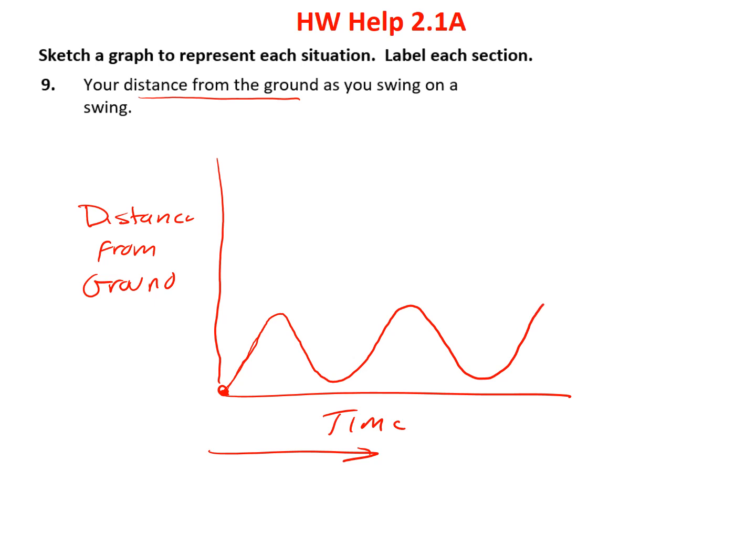And so you see, as time goes by, that's going to be the kind of look of how high you are from the ground. You're close to the ground, you get as high as you can, and then you come back down almost touching the ground, and then back up, and as long as you swing, that's what your graph would look like.